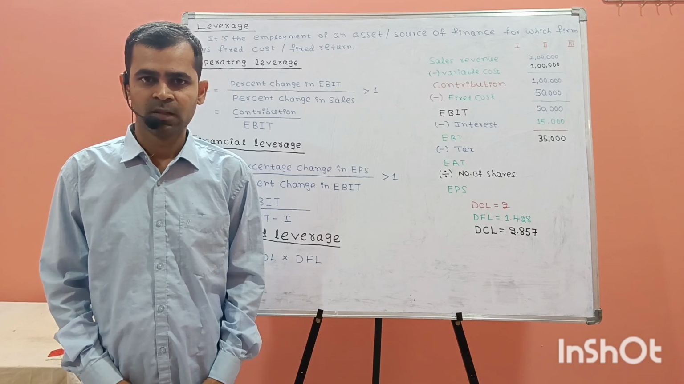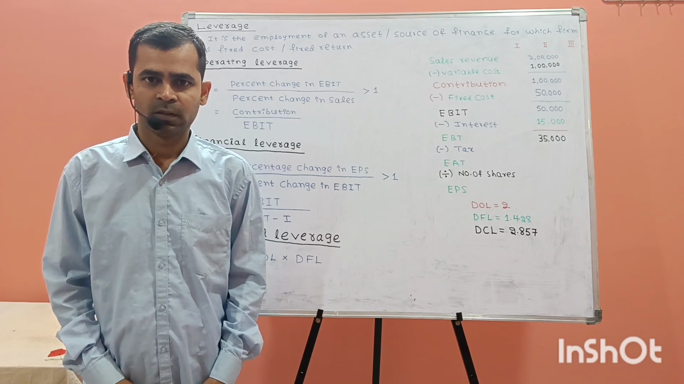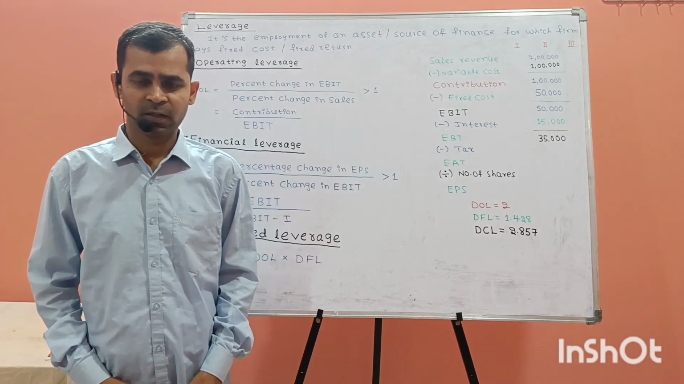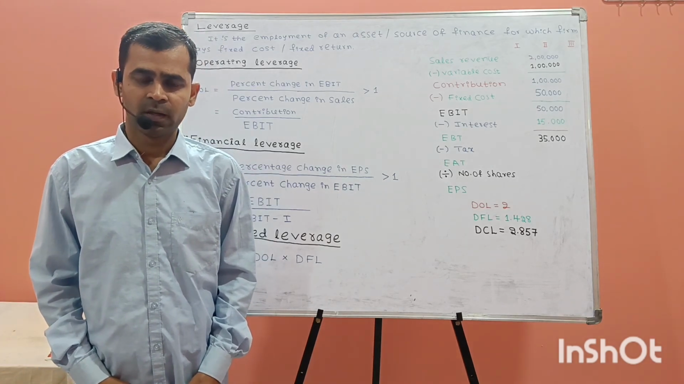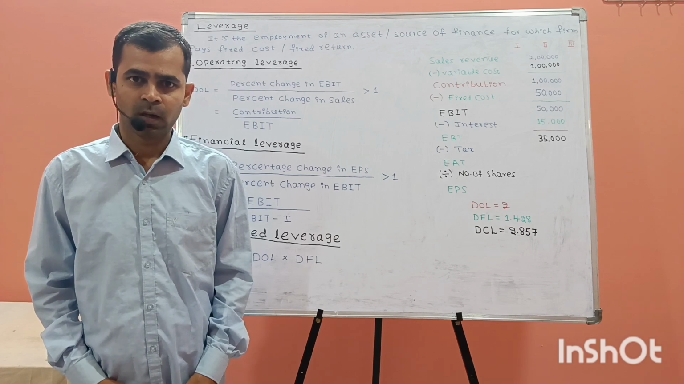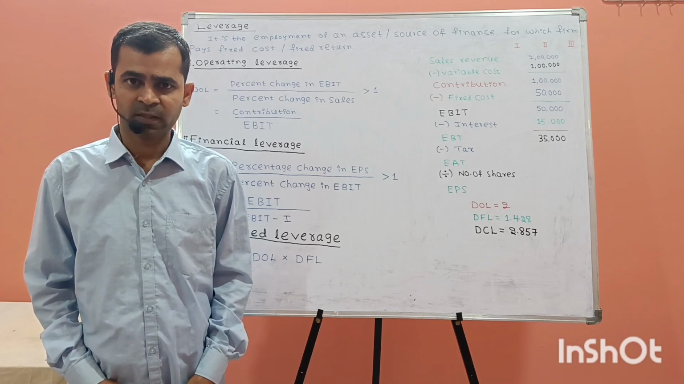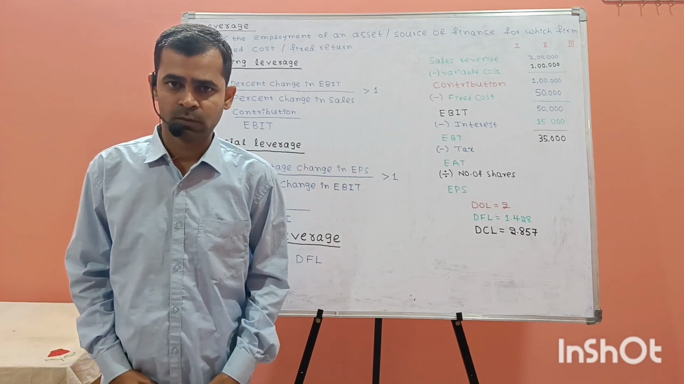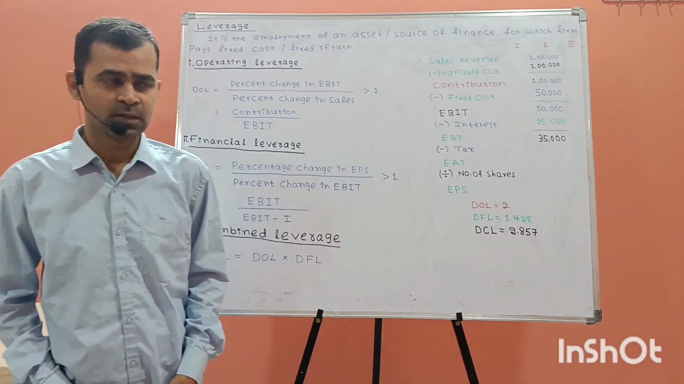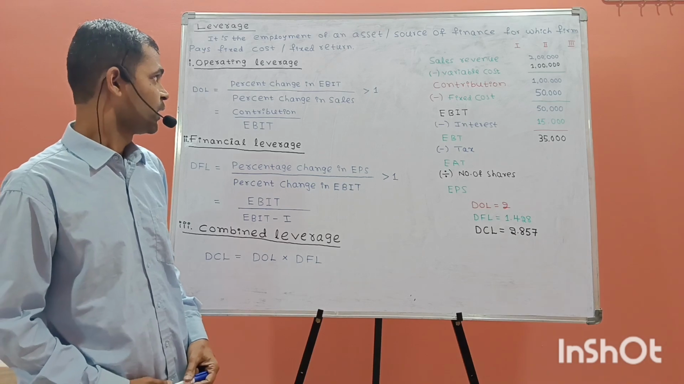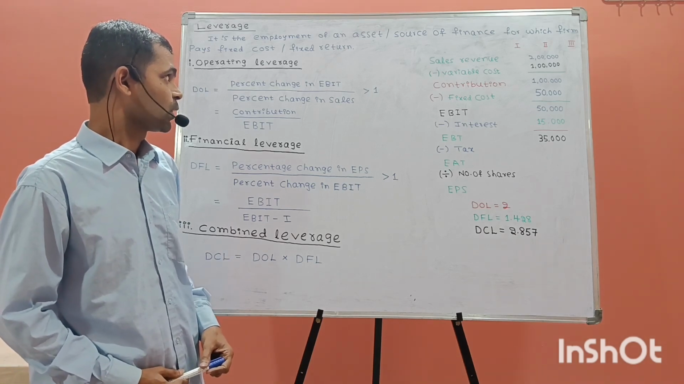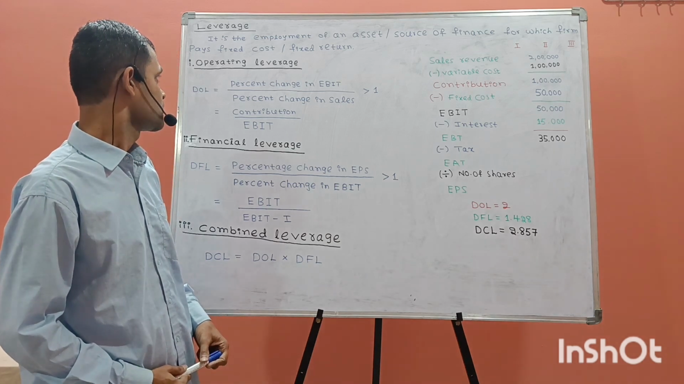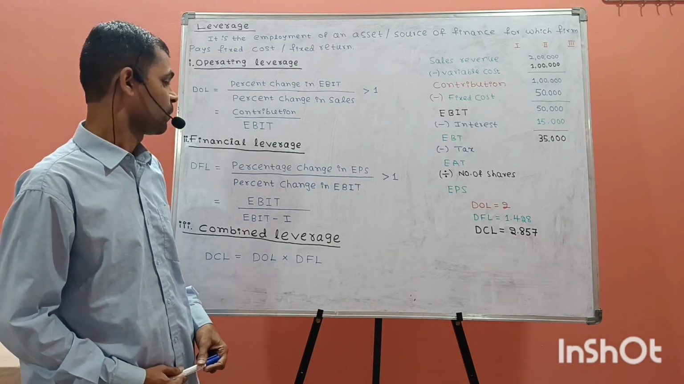Today we will see leverage and different types of leverage, calculation of leverage and total risk, and how it will affect the market price of a share of a company. So first of all, leverage is the employment of an asset or source of finance for which the firm pays fixed cost or fixed return.